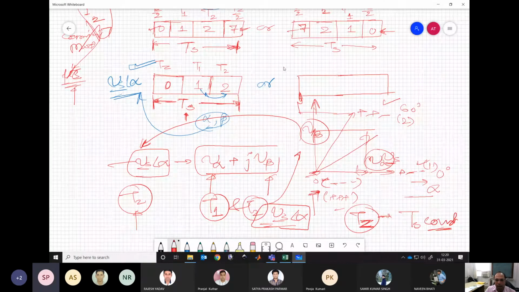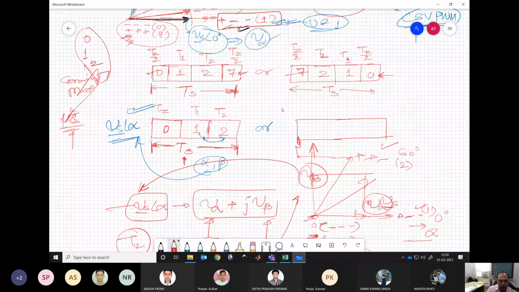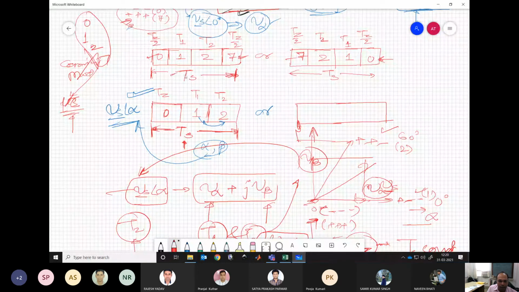Yes, that is what I am saying. If the zero vector is only for having this duration Ts maintained, why have two zero vectors? Why not have only one zero vector? Getting my point? So there is no need for having two zero vectors. You can have that freedom to have only one zero vector.